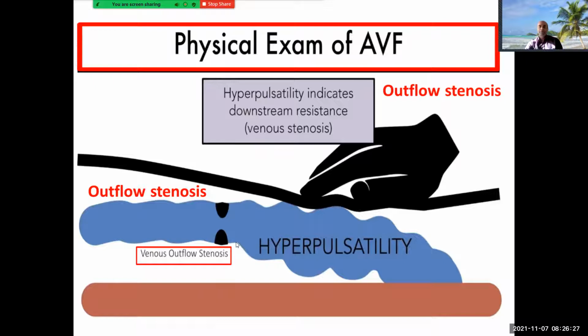Hyperpulsatile indicates downstream resistance, meaning venous outflow stenosis. This is the body of the fistula. This is the venous outflow, and this is the feeding artery, the radial artery, and these are capillaries and veins, for example. These veins will take the blood to the heart. We have stenosis here, and this will lead to hyperpulsatility of your dilated fistula with absent thrill at this area.